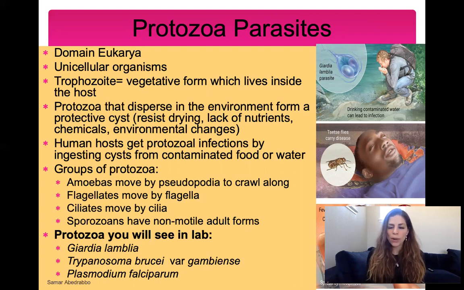Protozoa are usually grouped depending on how they move. Amoebas have pseudopodia, flagellates move by flagella, ciliates move by cilia, and sporozoans have non-motile adult forms. So the three protozoa we're going to look at right now are Giardia lamblia, Trypanosoma brucei, and Plasmodium falciparum. And I'm probably going to mispronounce a lot of these, so just keep that in mind.